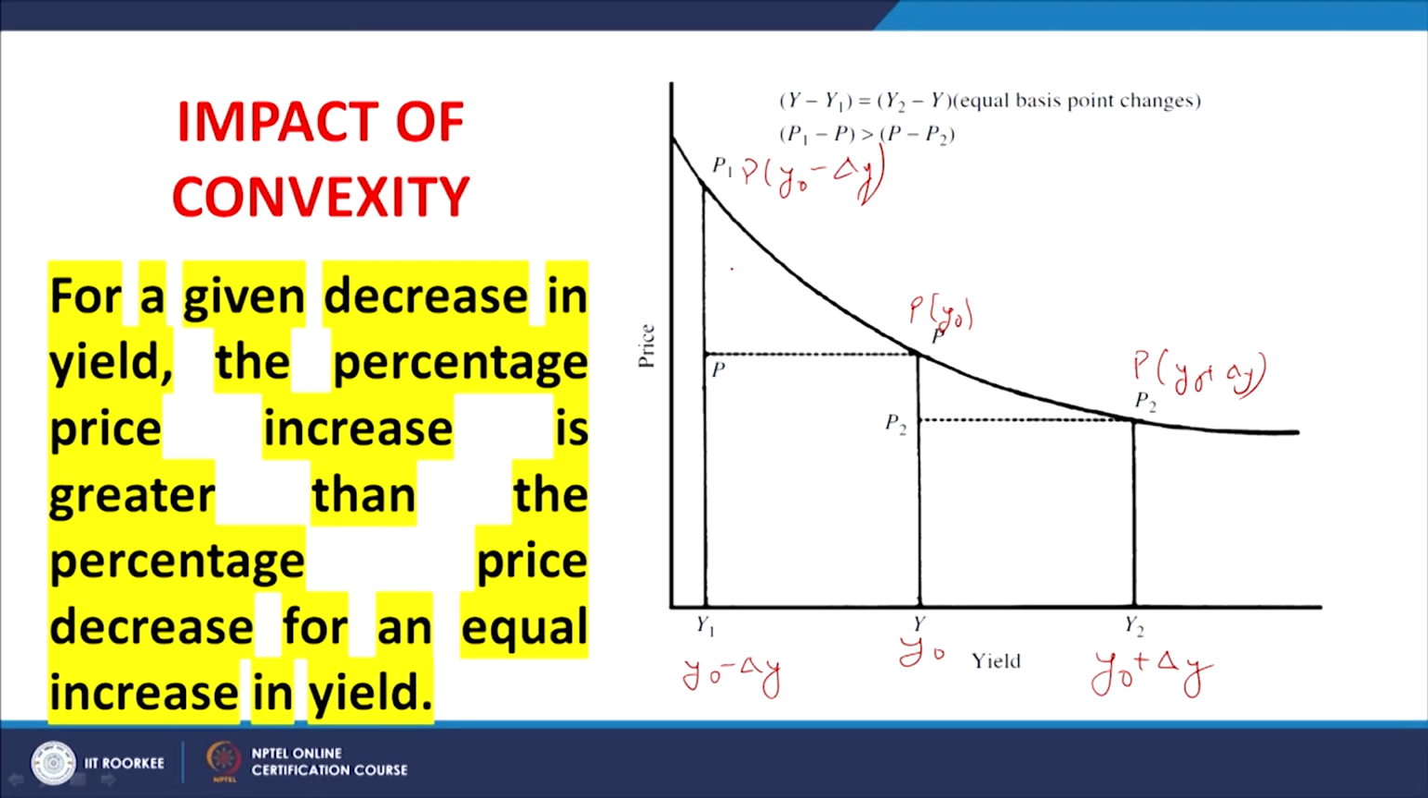So, what do we conclude? For a given decrease in yield, delta y, the percentage price increase is greater than the percentage price decrease for an equal increase in yield. In other words, p of y0 minus delta y minus p of y0 is greater than p of y0 minus p of y0 plus delta y. And this is attributed to the reason that the yield price curve is convex towards the origin, which is explained by the fact that the first derivative is negative and the second derivative is positive.